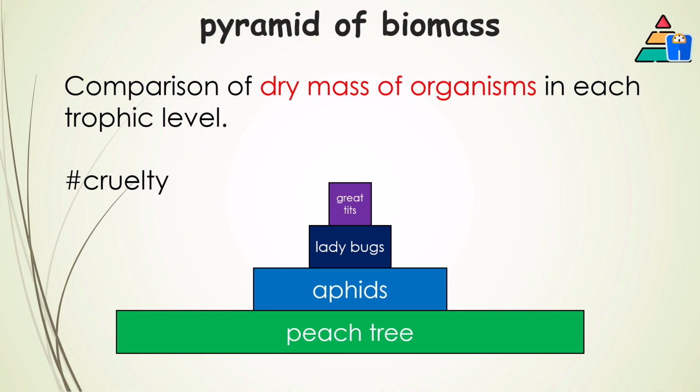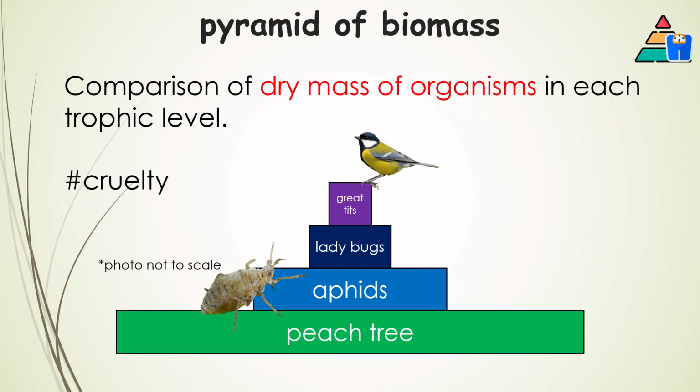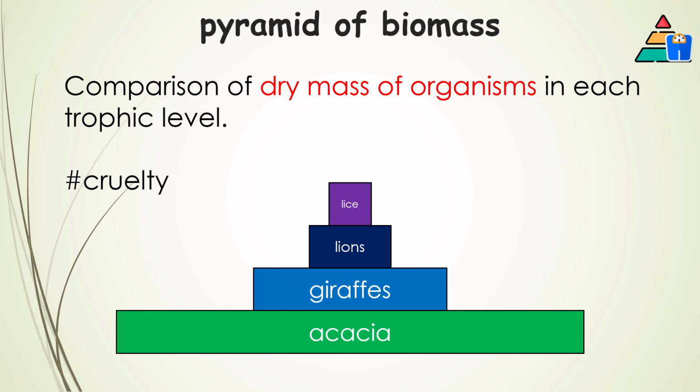A pyramid of biomass of a peach tree, aphids, which are tree-hugging buggers, ladybirds, and great tits, which is a bird, will look like this. The lower the trophic level, the larger the biomass should be. A pyramid of biomass of acacia, giraffes, lions, and lice, which are small little parasites, will look like this.